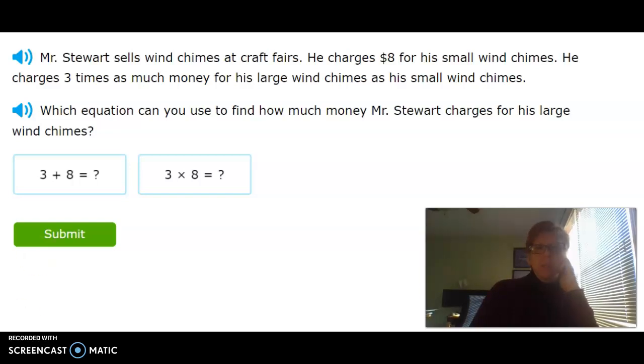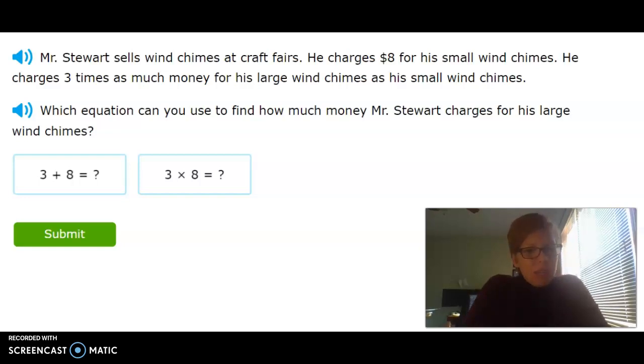It says Mr. Stewart sells wind chimes at craft fairs. He charges $8 for his small wind chimes. He charges 3 times as much money for his large wind chimes as his small wind chimes. Which equation can you use to find out how much money Mr. Stewart charges for his large wind chimes? So we've read the word problem. We are going to decide if we will find our answer by adding 3 plus 8 or multiplying 3 times 8.